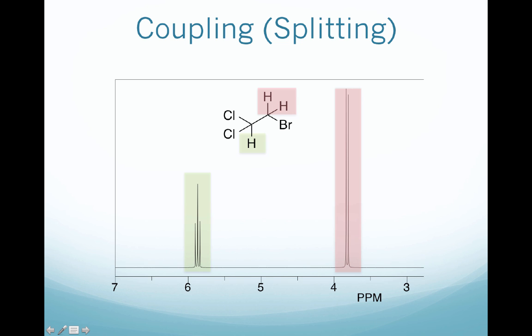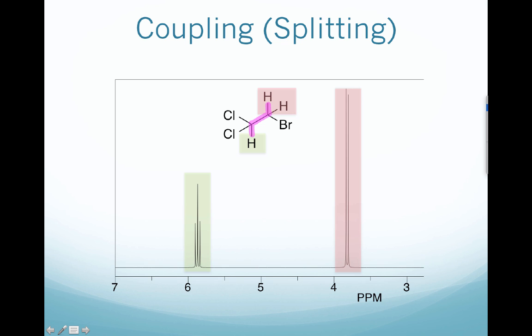So now let's look at an example with an actual NMR spectrum. Here we have this molecule. Here's our first type of proton highlighted in green. It's separated from these 2 protons by a total of 3 bonds. So that 3 bond splitting is the most common.